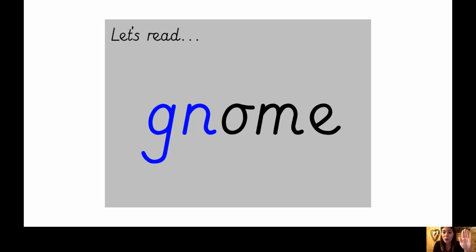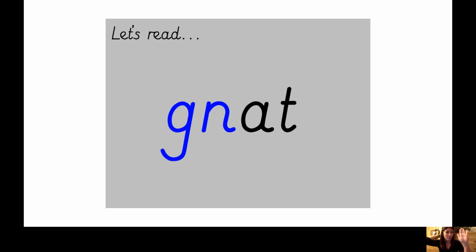Okay, ready to have another go for me? Off we go. Gnome. Good job. If you also noticed, as well as that G and the N making the sound, the split digraph O in there too. Good job. Are we ready? What sound is that G and N making here? You've got it. Off we go. Gnat. Those are like those little flies that kind of annoy us, especially in the summertime when it's getting all warm and hot.